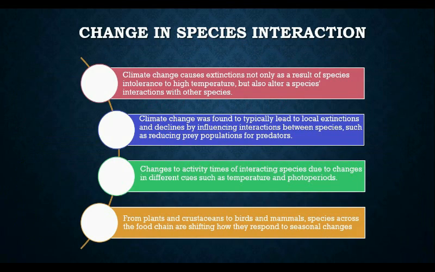Change in species interaction. Climate change causes extinction not only as a result of species intolerance to high temperature, but also alters a species' interaction with other species. Climate change was found to typically lead to local extinction and declines by influencing interactions between species, such as reducing prey populations for predators. Changes to activity times of interacting species are due to changes in different cues such as temperature and photoperiods. From plants and crustaceans to birds and mammals, species across the food chain are shifting how they respond to seasonal changes.